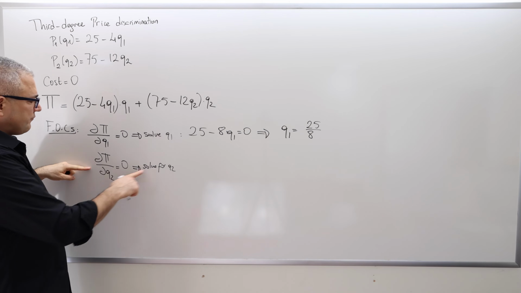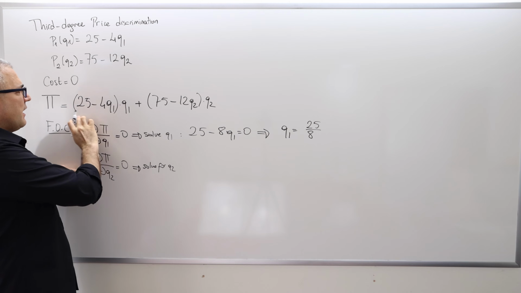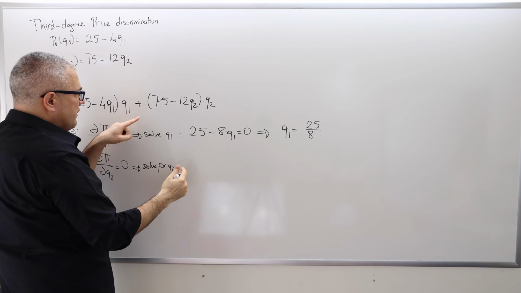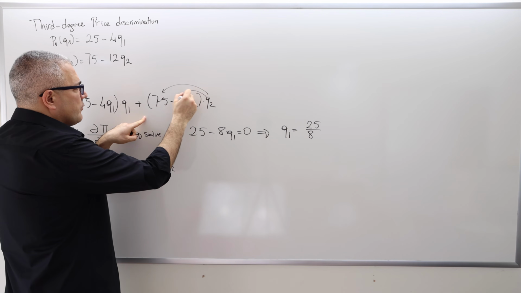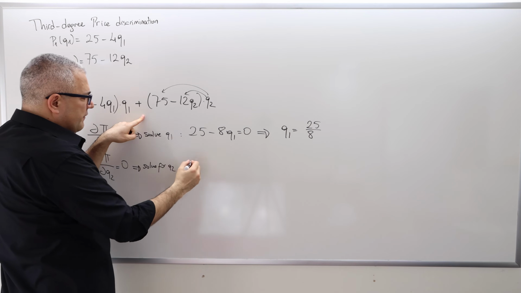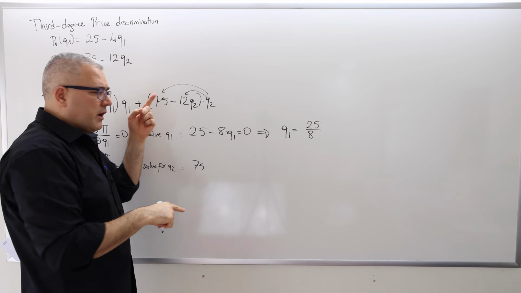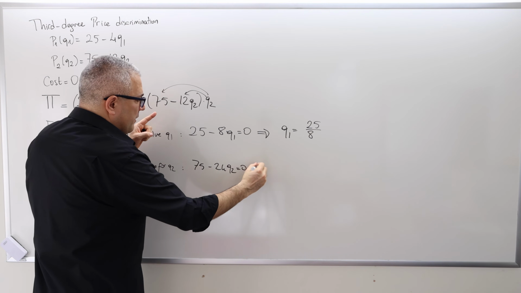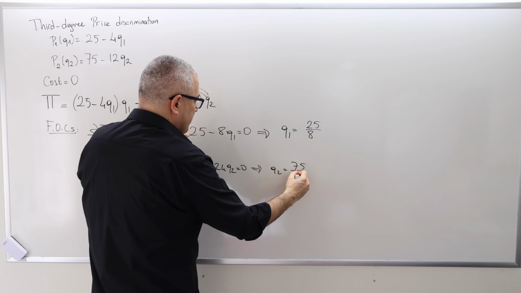And then here, again, I take the derivative with respect to Q2, so this part does not depend on Q2, so its derivative is 0. So this part, the 75 Q2, I am distributing Q2 over these two terms, so its derivative is 75. And then 12 Q2 squared, so its derivative 24 Q2 equals 0, means Q2 equals 75 divided by 24.